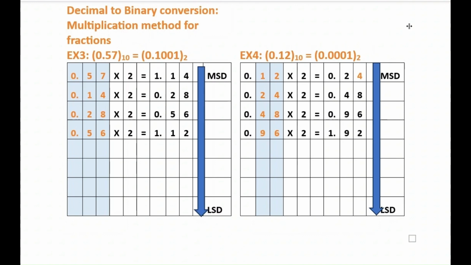So hope this is clear to you how to convert the decimal integer part and the fraction part separately, and then you can add them together, represent them together. So next time I will be covering decimal to hexadecimal conversion and also binary to hexadecimal conversion directly, and binary to octal conversion directly.